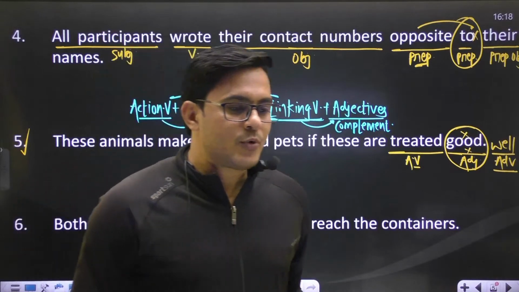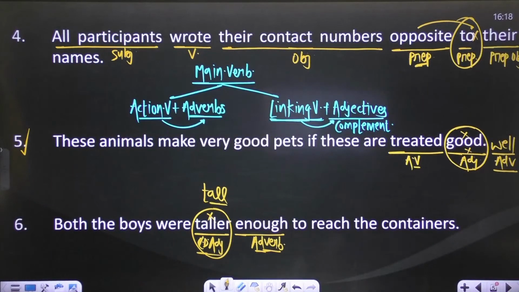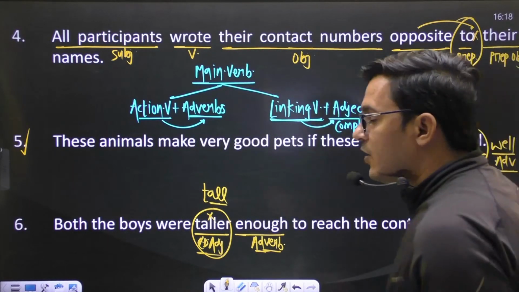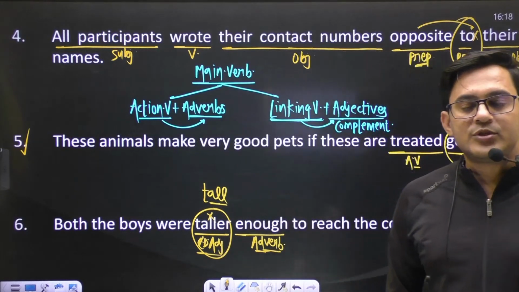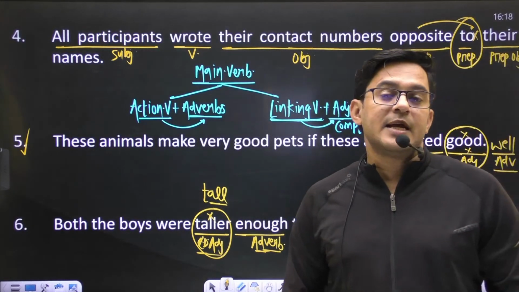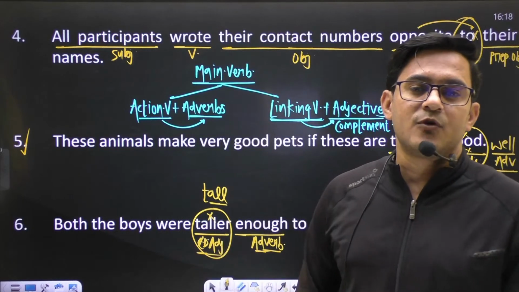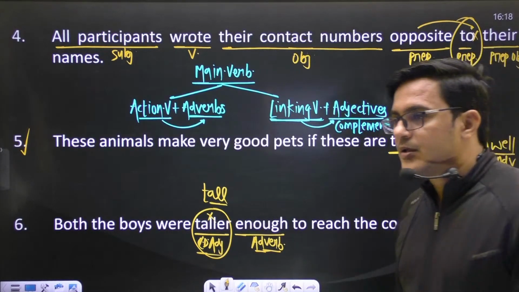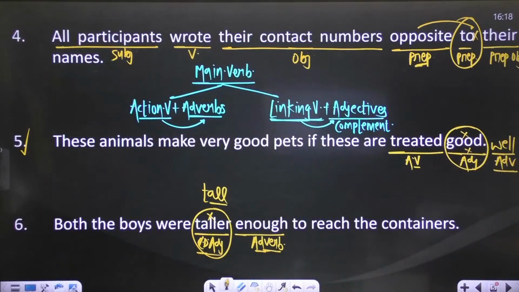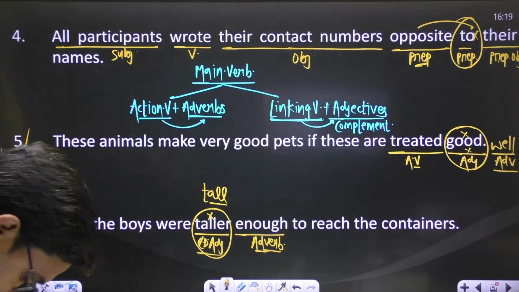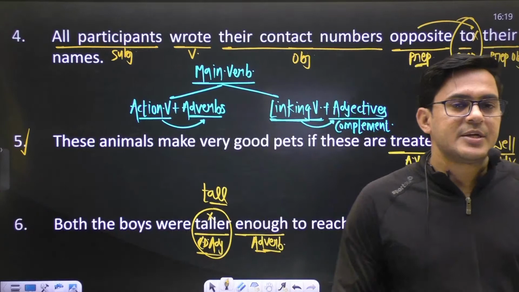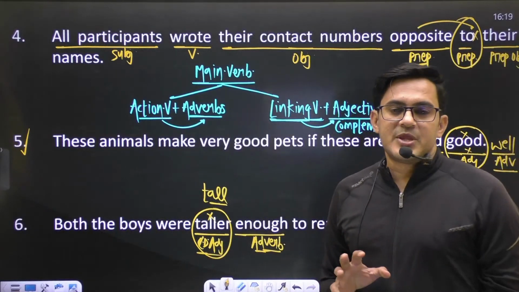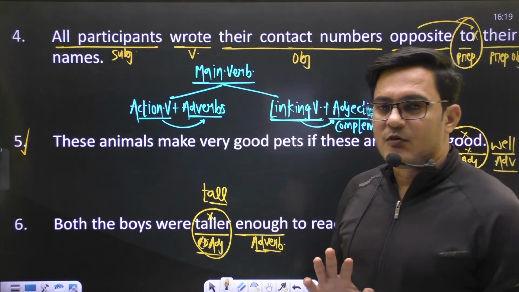Are you getting my point? Yes. Are you getting everything? I said enough is the only adverb which is used after its adjective of positive degree. Are you getting my point? Okay. The concept is, enough is the only adverb that is used after its adjective of positive degree.